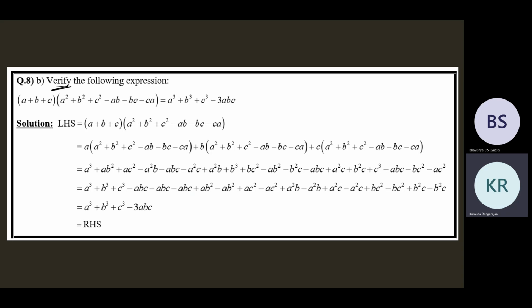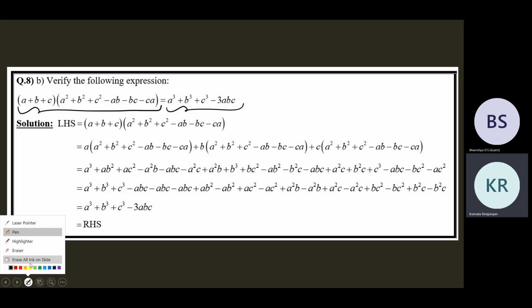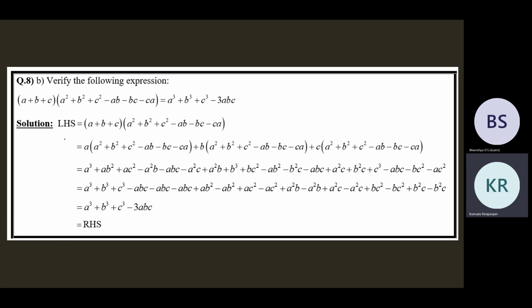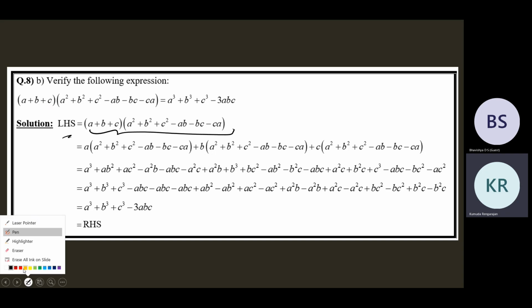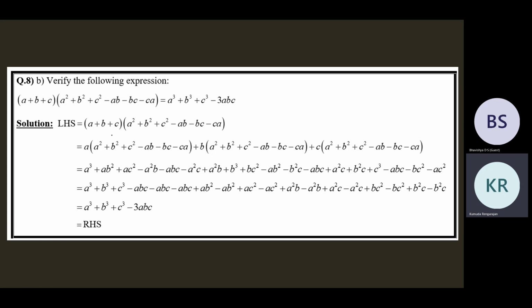See, whenever it is verify, you'll have to take up the left-hand side, work that and get the right-hand side as the answer. That is what is verify. Verify the following expression means you should take up the left-hand side, simplify it, and the answer you get should be the right-hand side. That is what is verification. So take up the LHS. This is the LHS. Now this is multiplication.